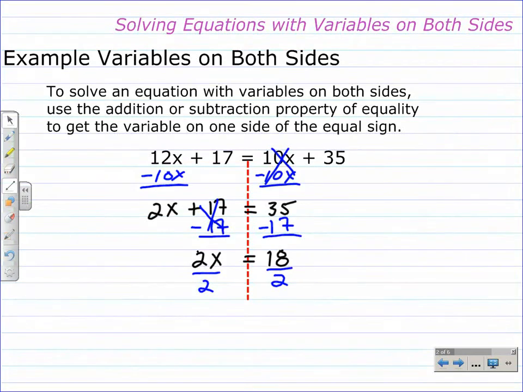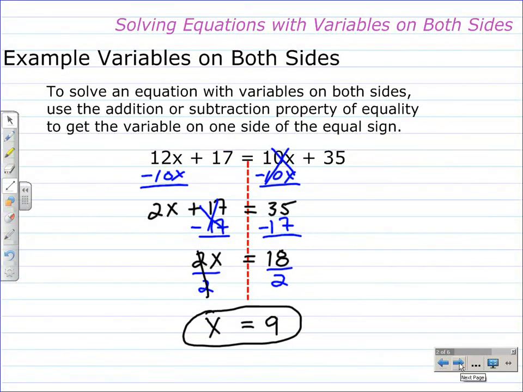On the left-hand side, 2x divided by 2 leaves us with 1x. Bring down my equal sign, and 18 divided by 2 is 9. The solution to this equation is x is equal to 9. So we can see here we need to use the addition or subtraction property of equality to eliminate the variable on one side. Let's take a look at a problem here.